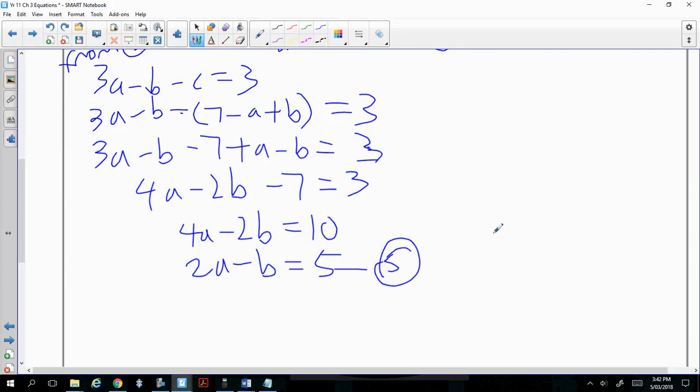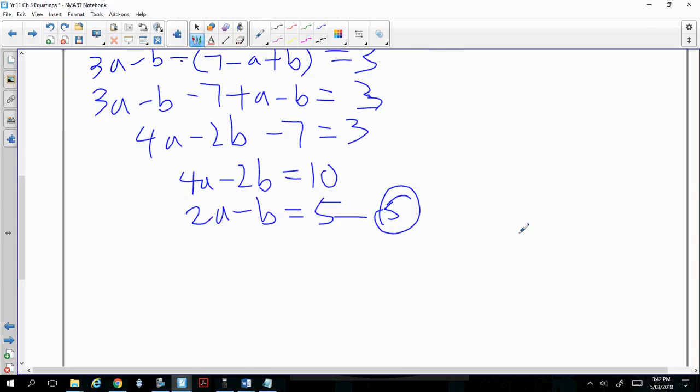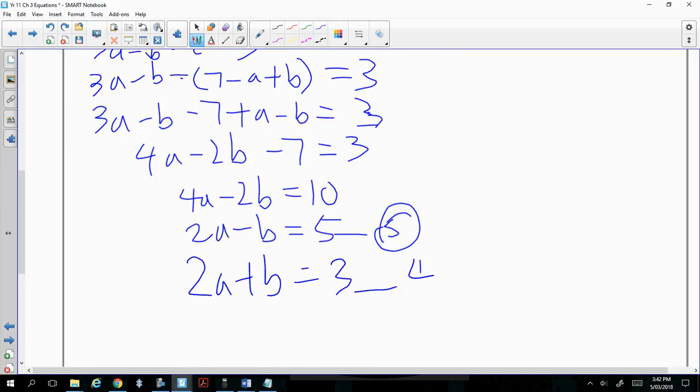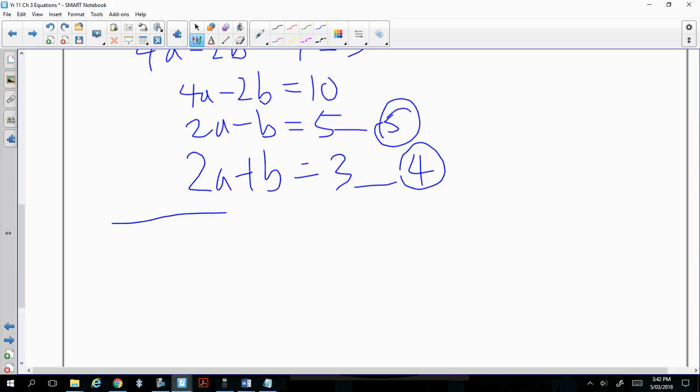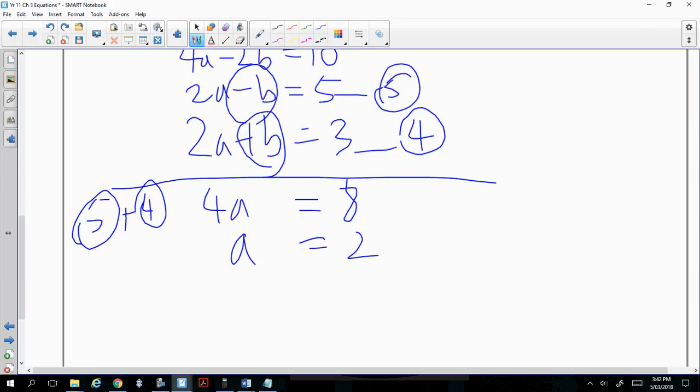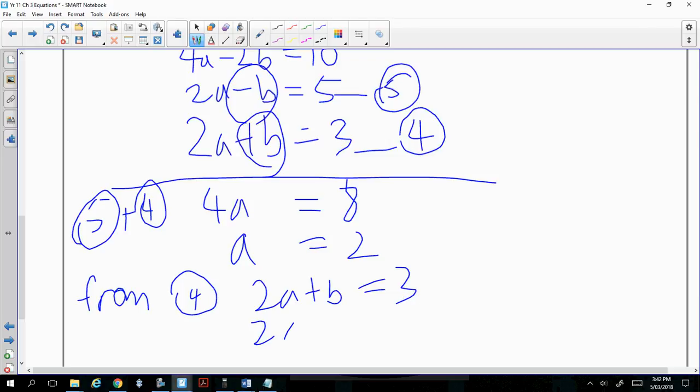2a plus b equals 3. I can do so by elimination. So we add 5 and 4 together, which gives 4a, the b cancels, which becomes 0, and then 5 plus 3 is 8. a is 2. And once we've found a, you sub it back into equation 4. So you get 2a plus b equal to 3, so 2 times 2 plus b equal to 3. So 4 plus b is 3, so b is negative 1.